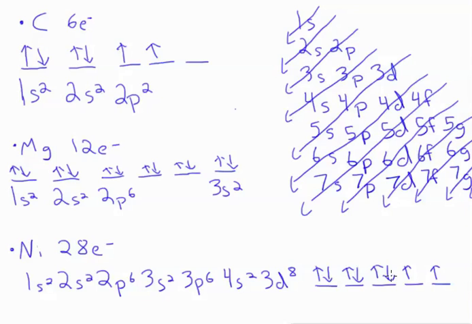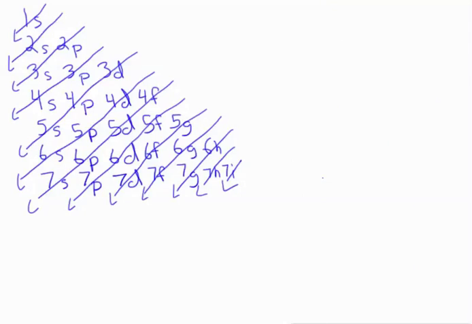So let's do one more example like this. Let's do gold. Gold is Au. And it has 79 electrons, which is a lot.